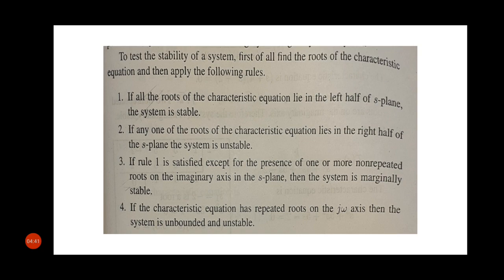Third, if rule 1 is satisfied except for the presence of one or more non-repeated roots on the imaginary axis in the S-plane, then the system is marginally stable. And the last one is, if the characteristic equation has repeated roots on the jω axis, then the system is unbounded and unstable. So in this way we can test the stability of a system.